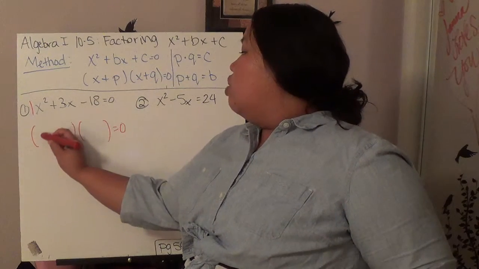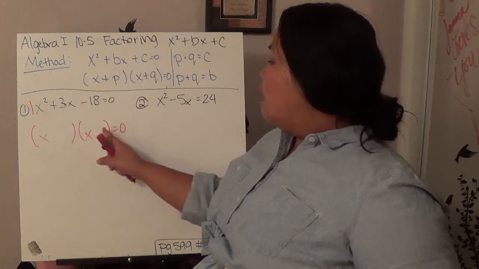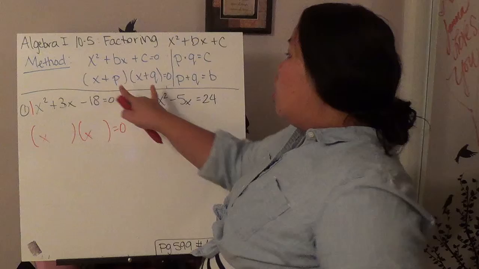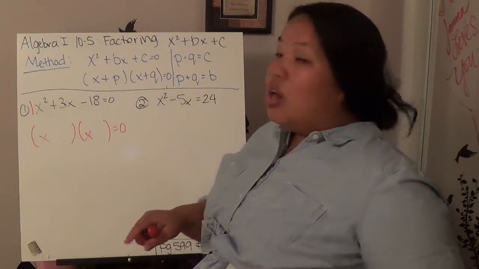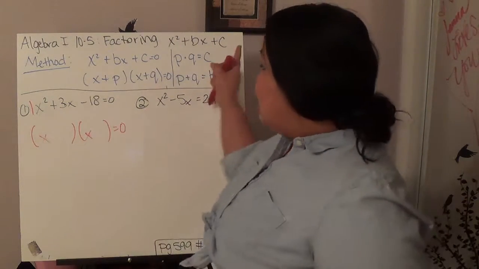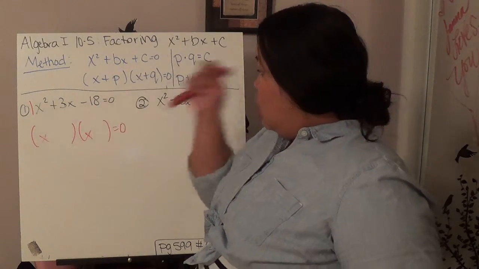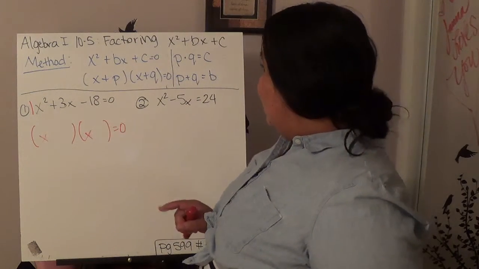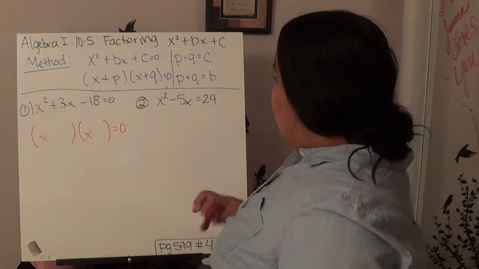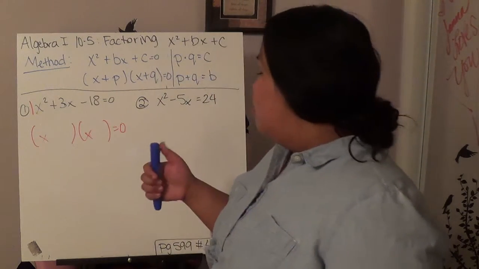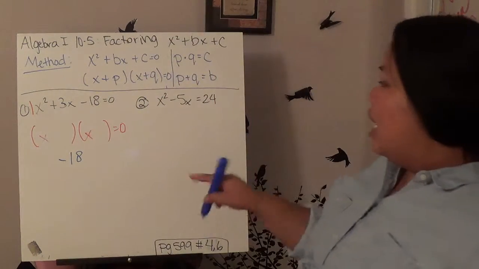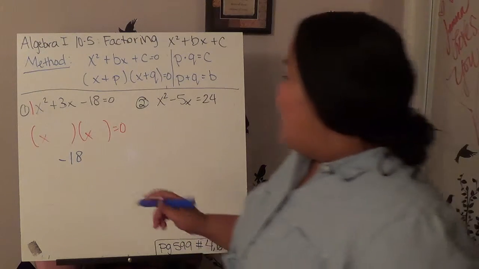So basically you're going to have two parentheses with an x, and you just have to decide what these two numbers are and whether they're positive or negative. These two numbers, we're going to call them p and q, are magic numbers that when you multiply them together you get c, which is the last one. So two numbers when multiplied together gets me negative 18, but when added together gets me b, which is the middle number. I'm going to take the last number and factor it.